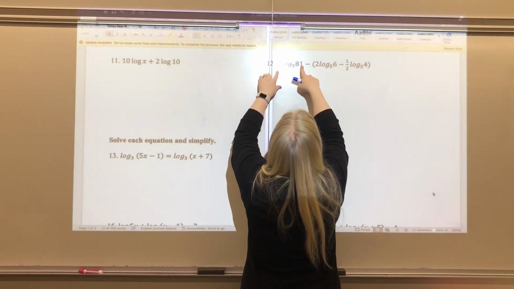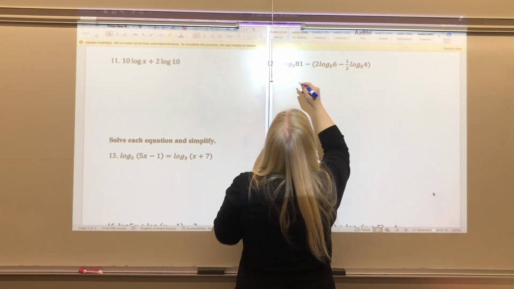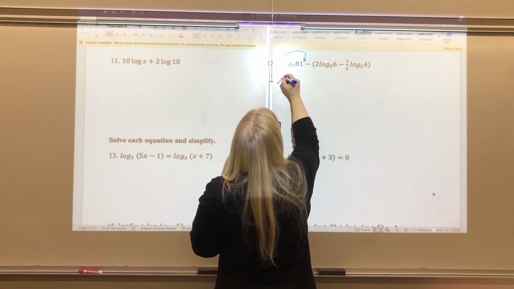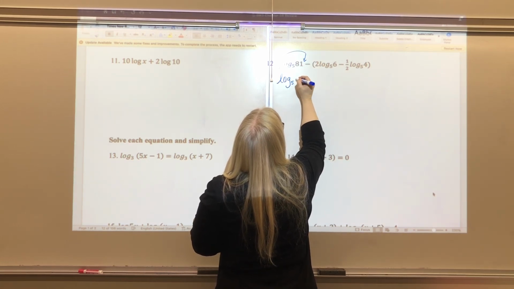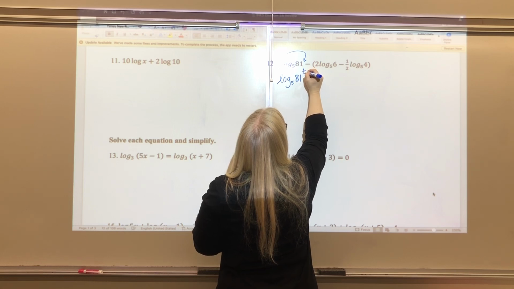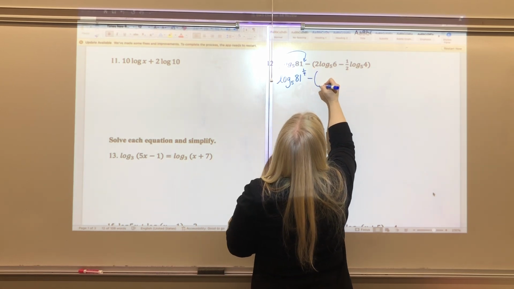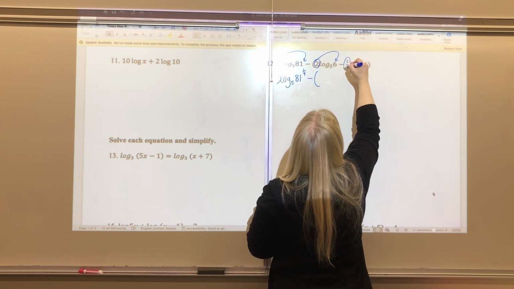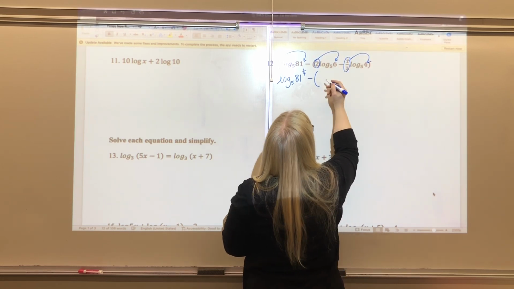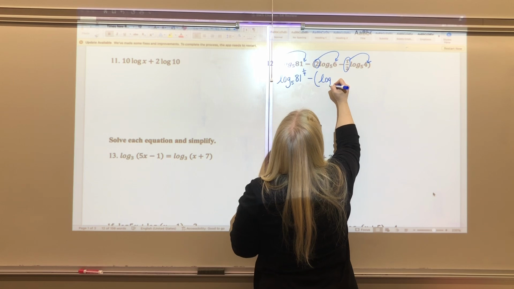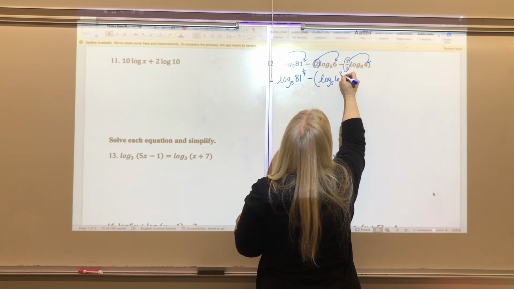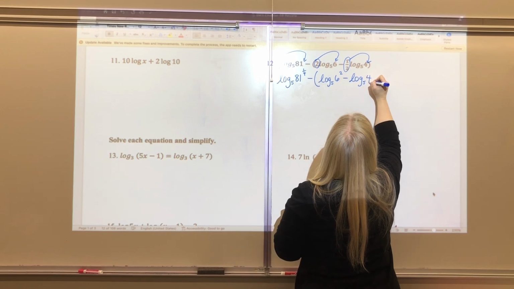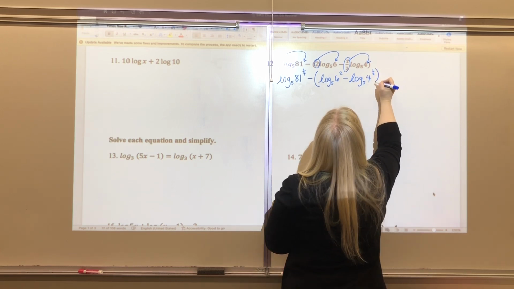Although we could do this one and then do what's in parentheses. So let's bump this 1/4 up here. We've got log base 5, 81 to the 1/4 power, minus, let's go ahead and bump these also. So we've got this 1/2. So log base 5 of 6 squared minus log base 5, 4 to the 1/2.